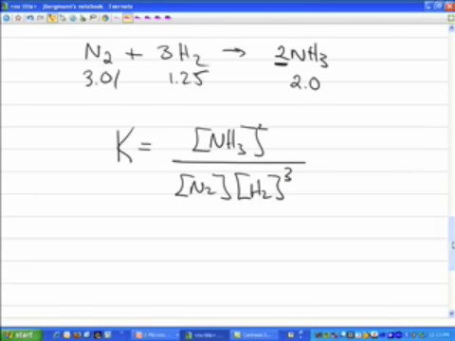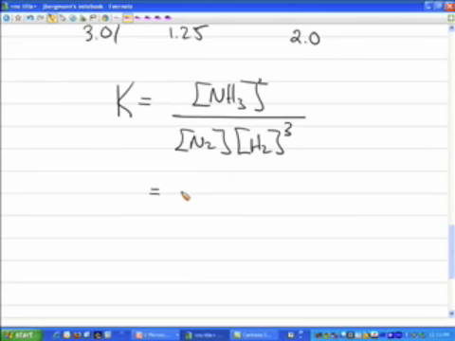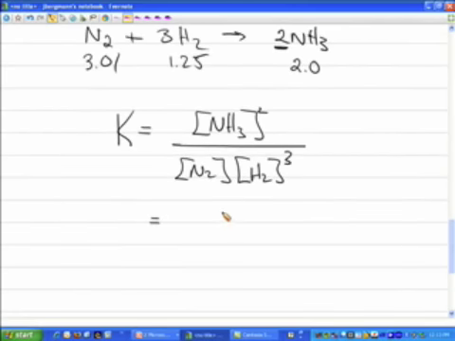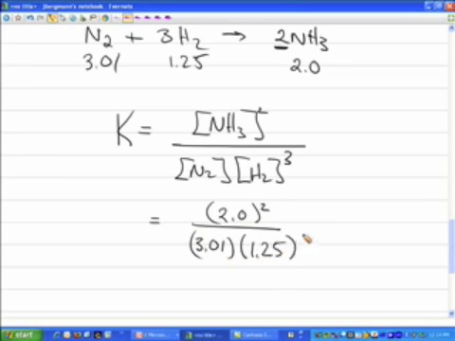And then you'd cube that right there. Yep. So now we actually just plug in some numbers. H3 is 2.0, and we're going to square that. 2 squared is 4, divided by 3.01, times 1.25, and then you cube it.